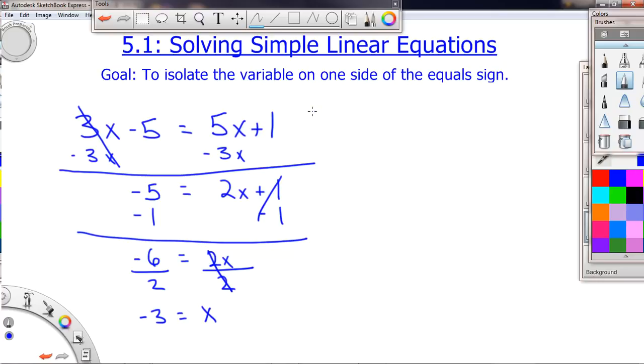Something to point out here. Again, every step gets us closer and closer to getting our x's to one side and finally getting our x completely isolated. Now let's go ahead and check this solution here.